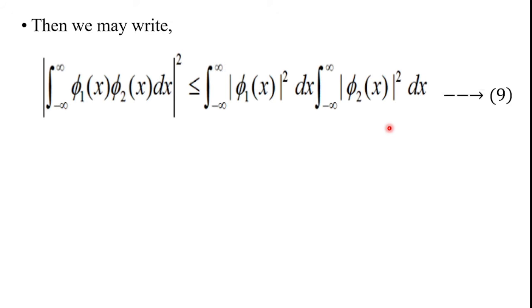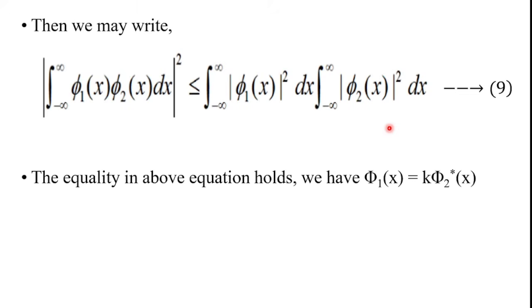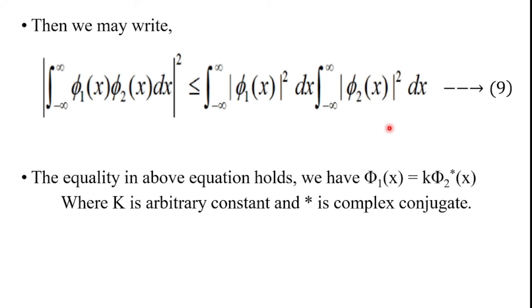The equality in the above equation holds when we have phi 1 of x equal to k into phi 2 conjugate of x, where k is an arbitrary constant and the star is the complex conjugate. So phi 2 conjugate of x is the complex conjugate of phi 2 of x. This Schwarz inequality statement is considered as equation number 9.